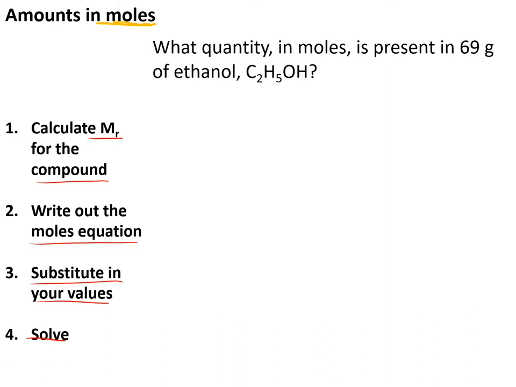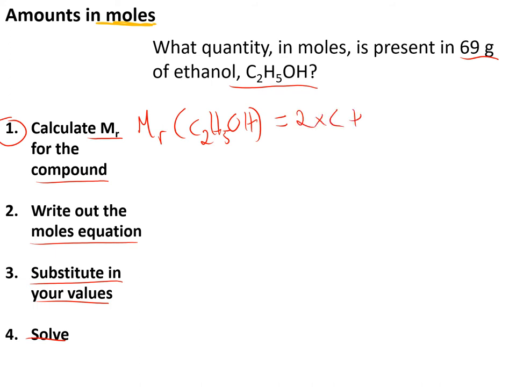So in this question, what quantity in moles is present in 69 grams of ethanol, which is C2H5OH? So it says start off by calculating MR for the compound. So we're going to do MR of ethanol, C2H5OH, equals 2 times carbon, plus 6 times hydrogen, because look, we've got 5 there, but also that one there. So 6 times hydrogen, plus 1 times oxygen, because this is just 1 oxygen.